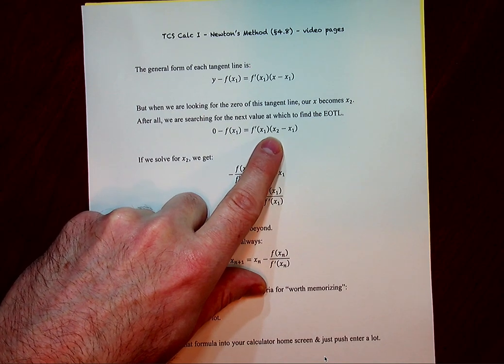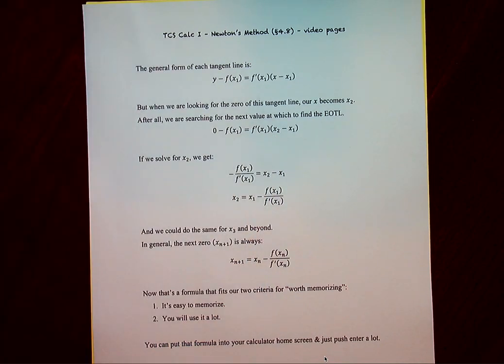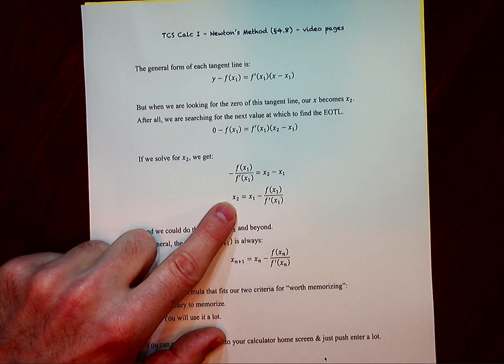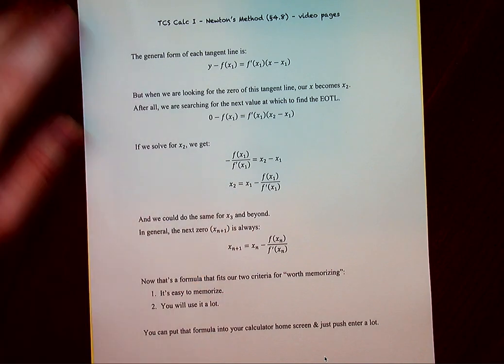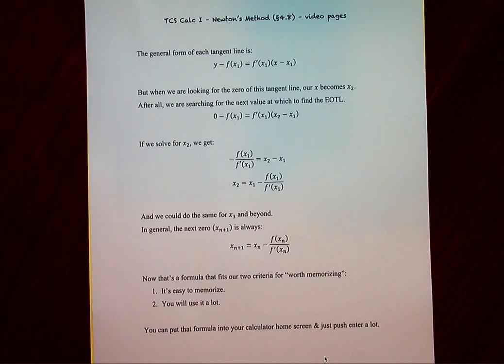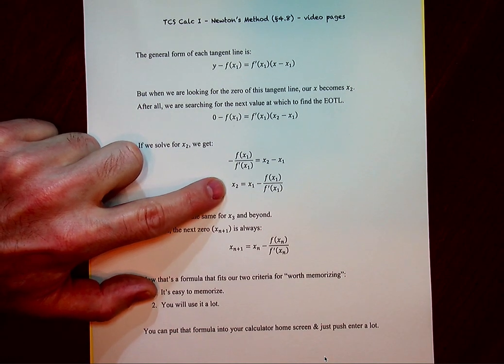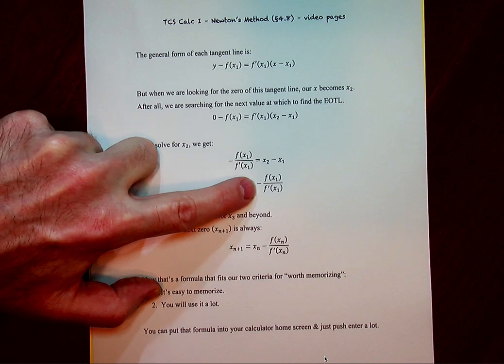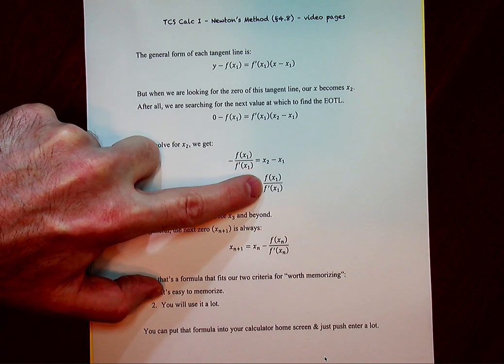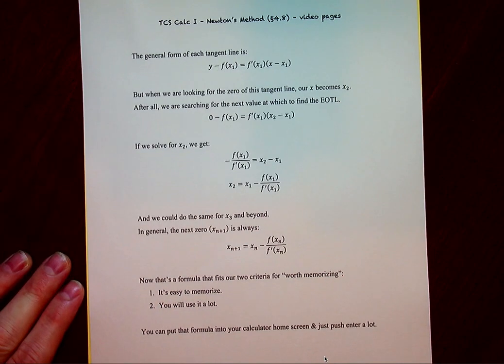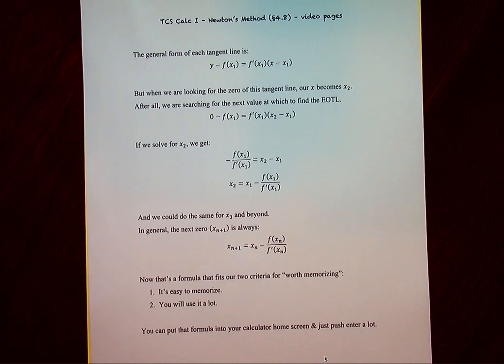It becomes the next value. So if we just solve for x sub 2, and you guys should know how to do this, once we find x sub 2, we know that x sub 2 is equal to x sub 1 minus f of x sub 1 over f prime of x sub 1. And we could do the same thing for x sub 3 and beyond. So really what we get here is a formula for the general next term.